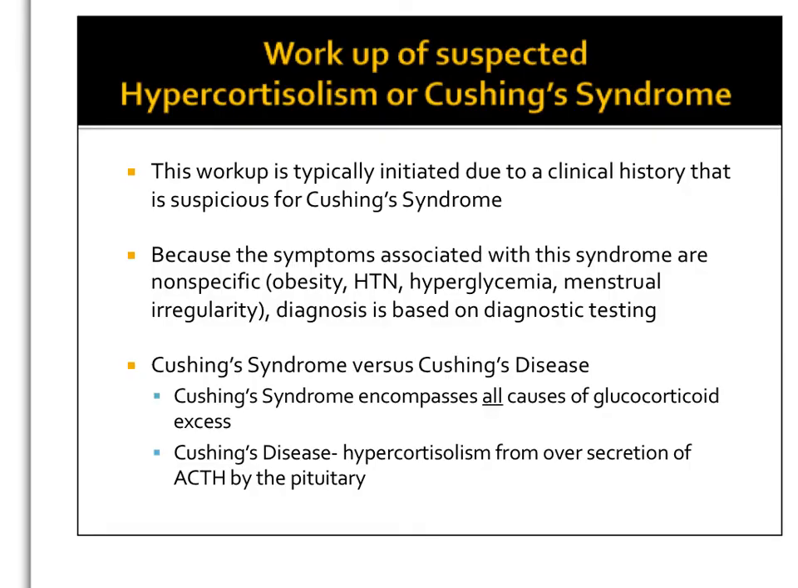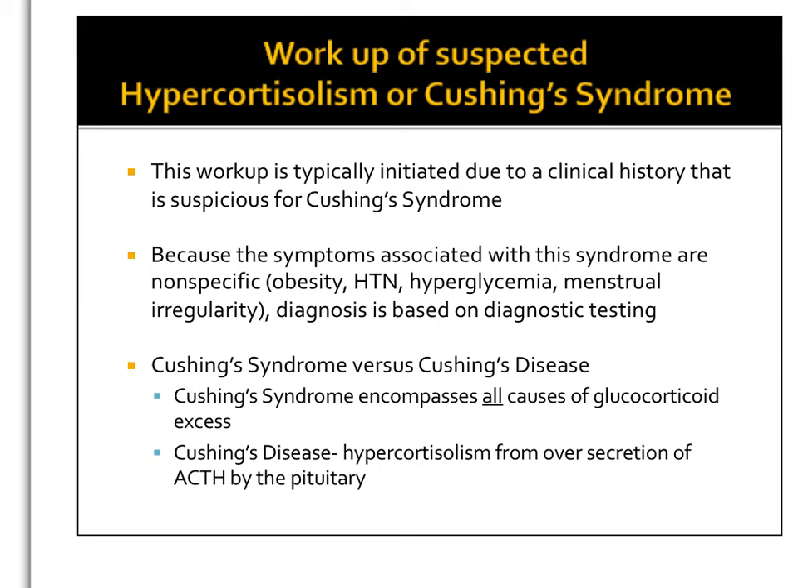So let's talk about the workup of someone suspected of having hypercortisolism, or what's known as Cushing's syndrome. The workup is typically initiated because you have a clinical history that is suspicious for Cushing syndrome. Now, the symptoms with this are really nonspecific. They're obesity, hypertension, high blood sugar, irregularities in the menstrual cycle. So really the diagnosis is going to need to be based on diagnostic testing, because there's really no clear-cut symptomology that says, yes, this is the disease and we've made the diagnosis.